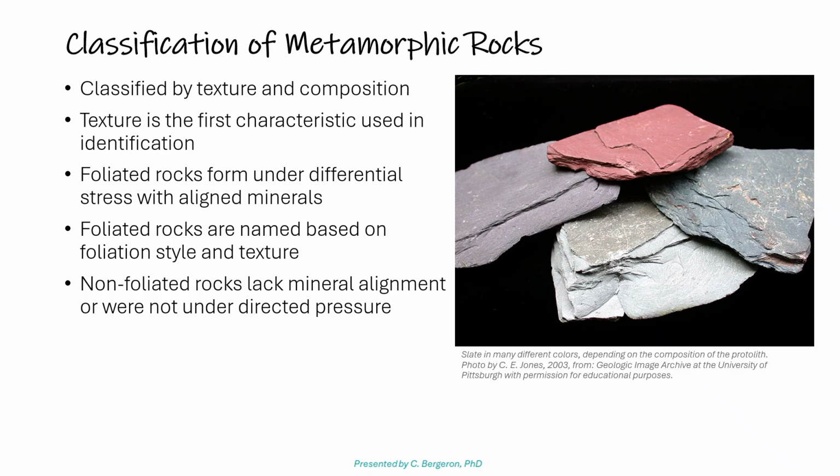Your foliated rocks are going to have foliation, like we talked about. Foliation is caused by differential stress, right? And that causes that distinct alignment of the minerals. These foliated metamorphic rocks are named based on their style of foliation. Your non-foliated rocks either were not subjected to that differential stress, or it could be that the dominant mineral within that rock just does not tend to display any alignment.